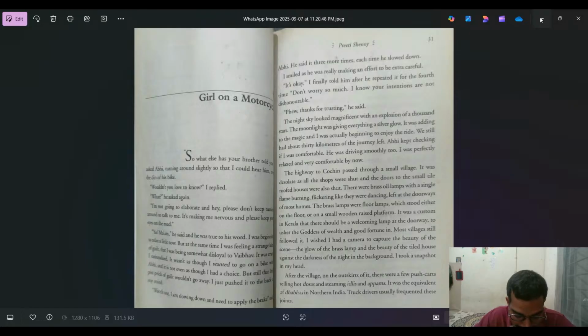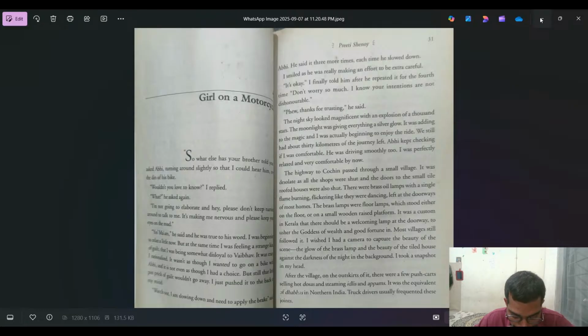It was adding to the magic, and I was actually beginning to enjoy the ride. We still had about 30 kilometers of the journey left. He kept checking if I was comfortable. He was driving smoothly too. I was perfectly relaxed and very comfortable by now.